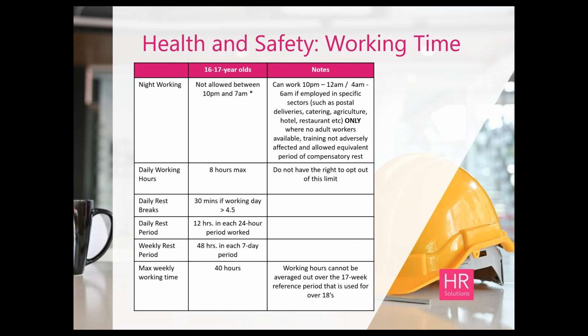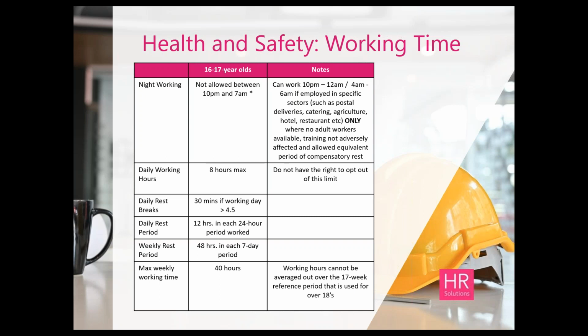So let's take night working. Generally 16 to 17-year-olds are not allowed to work between 10 o'clock at night and 7 in the morning. But there are some exceptions, as you can see from the table. There are some sectors such as catering, agricultural, hotel, where a young worker could work between 10 p.m. and 12 or between 4 and 6, but where there are no adult workers available, and their training isn't adversely affected by doing it, and they are also allowed the equivalent period of compensatory rest. So there are some exceptions to that rule around night working, so it's very much dependent on your sector.